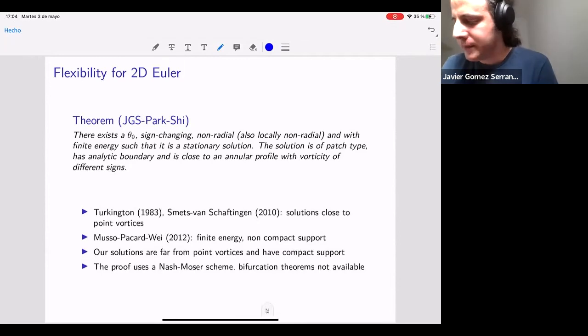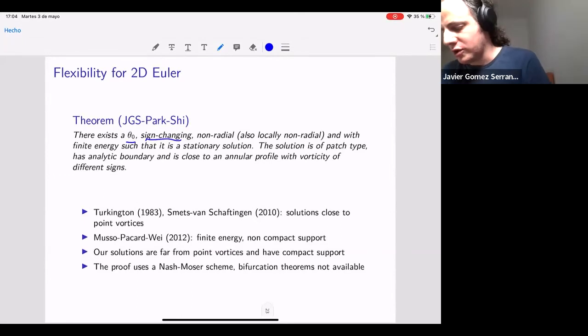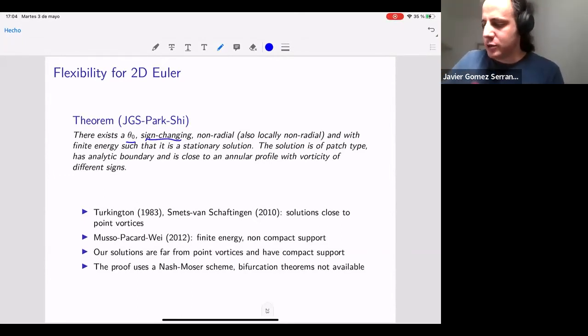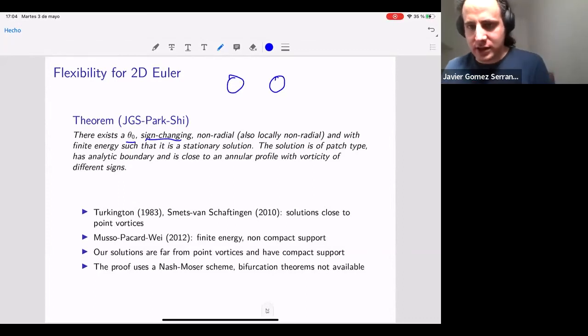So there is flexibility, and in fact we can construct some vorticities which are sign changing and non-radial, also locally non-radial, meaning that we are not allowed to cheat by putting just two circles in a way that they don't talk to each other. Of course, that is non-radial, but this is cheating. So this is what I mean by locally non-radial, with finite energy, and in a way that this is a stationary solution. The solutions that we are going to construct are of patch type. They are going to be sums of certain layers. The boundary of these layers is going to be analytic, and the whole thing is going to be close to an annular profile with vorticity of different signs.